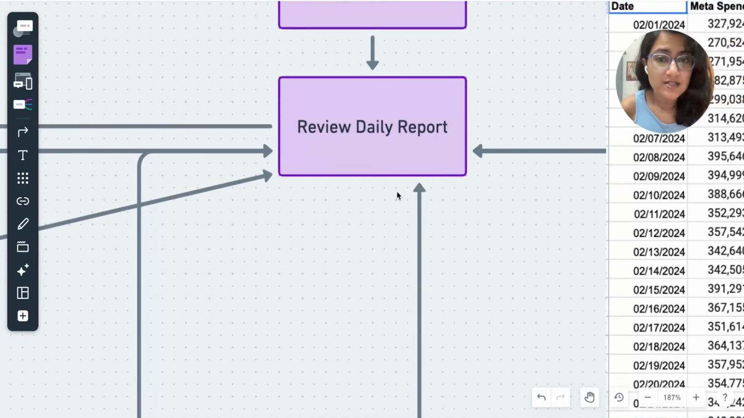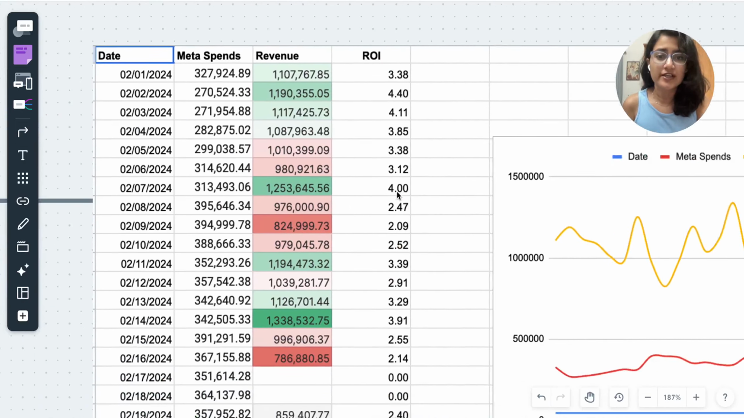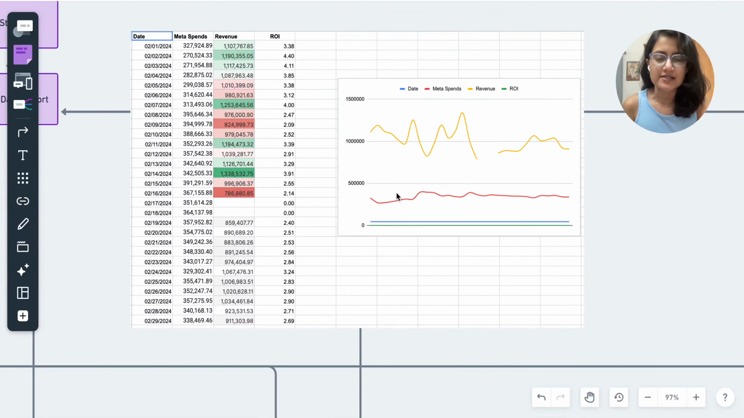The starting point of the day is to review the daily report. The daily report looks something like this, where we have all the details. For this particular brand, I was only handling the Meta ad account. So we have the date and the Meta spends, and this needs to be product-wise. If you have 5 to 10 focus SKUs, then this is what you should have, similarly for every 5 to 10 products.